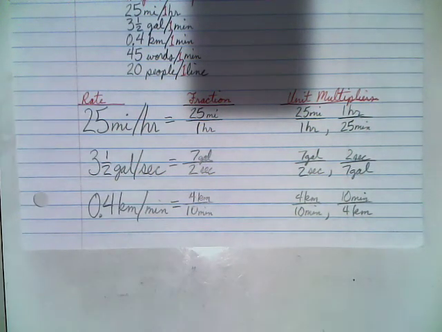And so we'll take whatever it is we're trying to change and multiply by the appropriate unit multiplier to get the units we don't want to cancel and the units we do want to stick around.